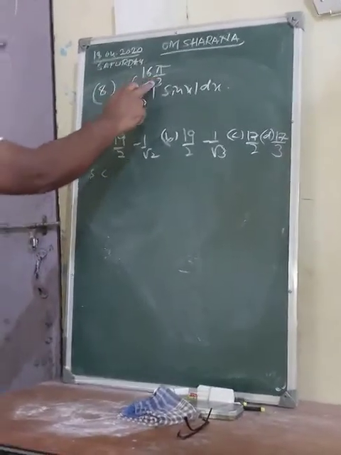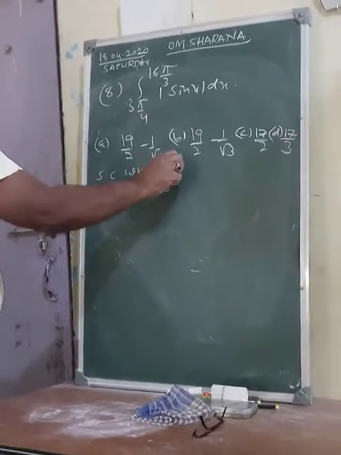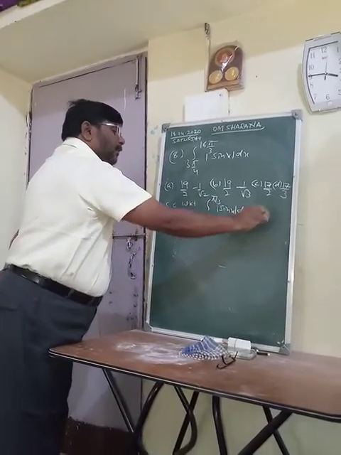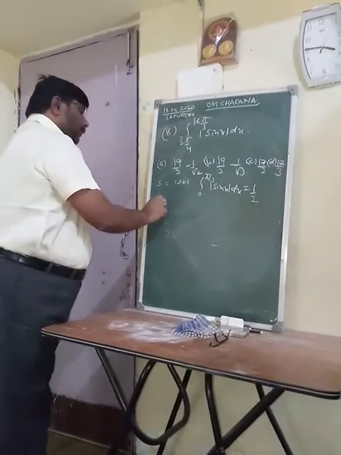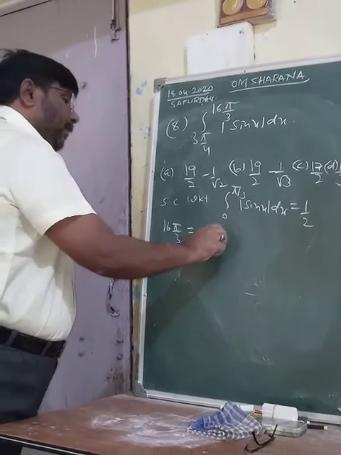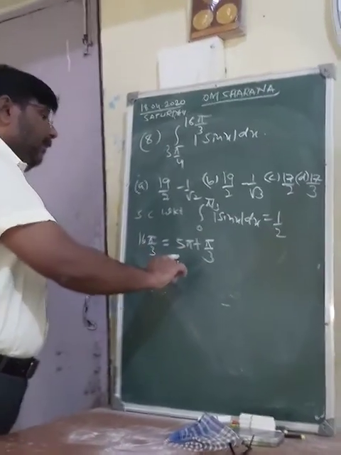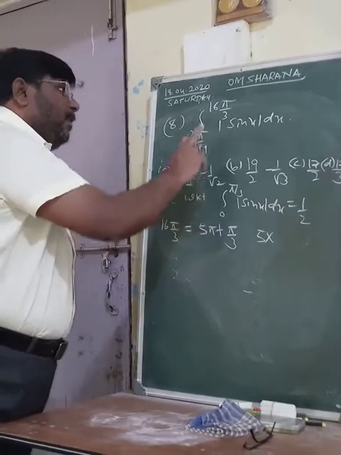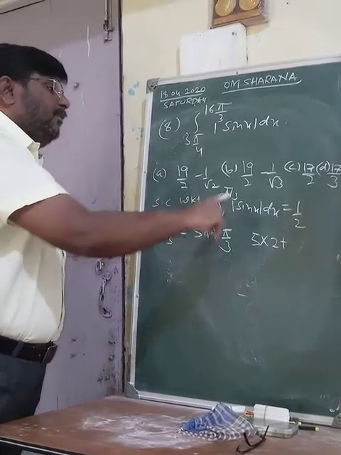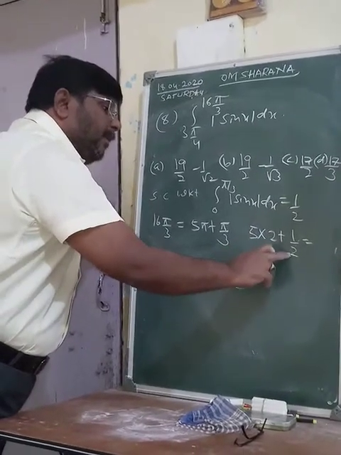First we have to find, we know that integration from 0 to pi by 3 of modulus of sin x dx equals 1 by 2, which we have definitely found out. So 16 pi by 3 equals 5 pi plus pi by 3. So for this value, 5 into integral 0 to pi of modulus of sin x dx, which is 2, plus integral 0 to pi by 3 of modulus of sin x dx, which is 1 by 2. It is 10 plus 1 by 2, that is 21 by 2.